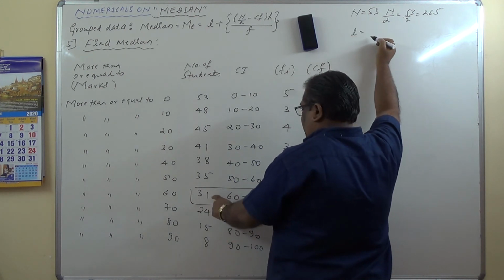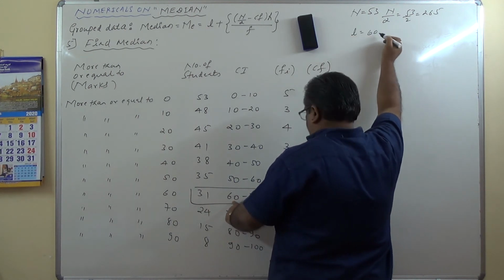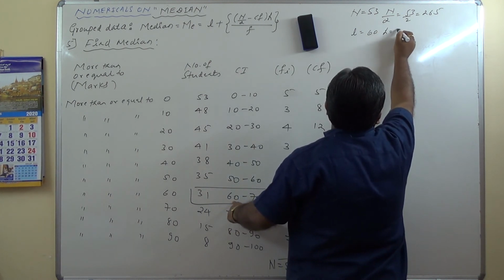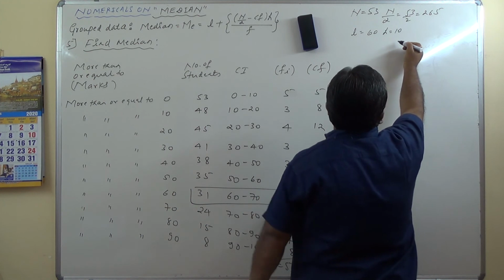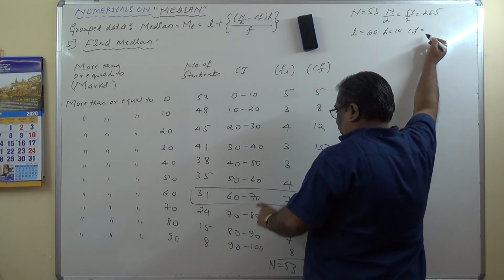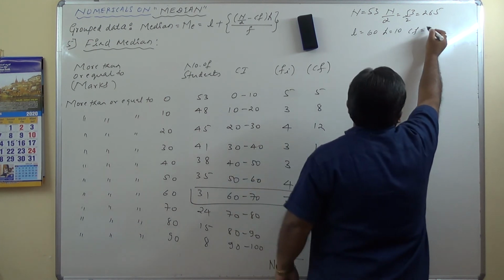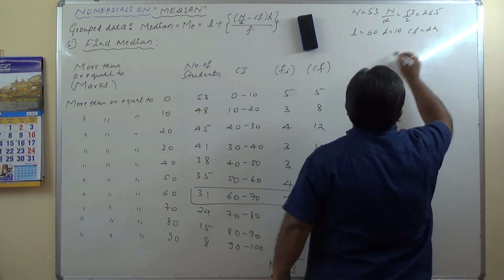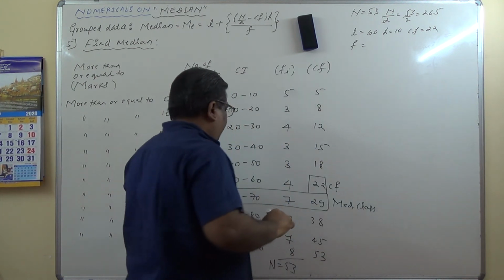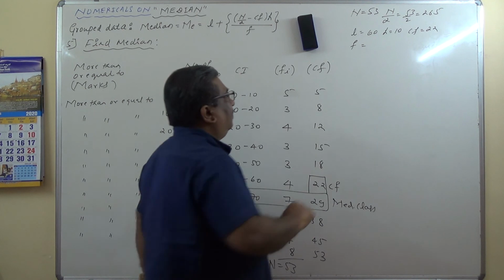L equals 60 because of the median class lower limit, and H equals 10, 70 minus 60. Then n by 2 is there. CF is 22. Then what else is required? F, the frequency of the median class, 7.